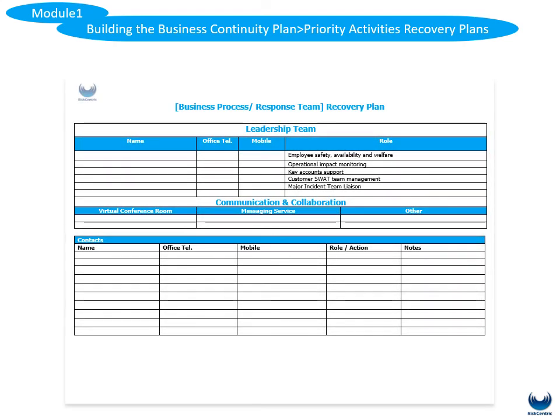Here's an example of a recovery plan template that can be used for a departmental or process recovery plan. It's just a few pages long and is in tabular format for quick reference. Let's take a walkthrough of each section.